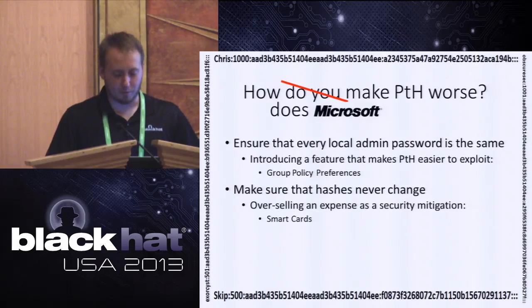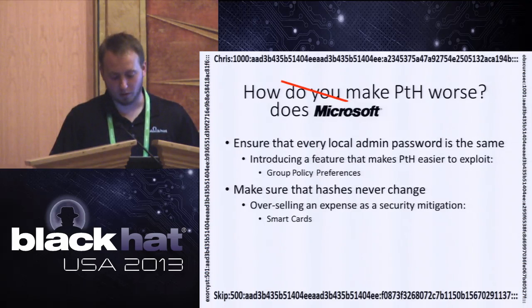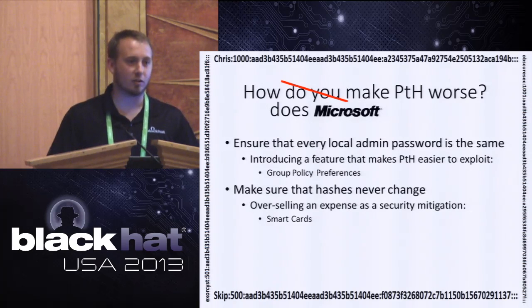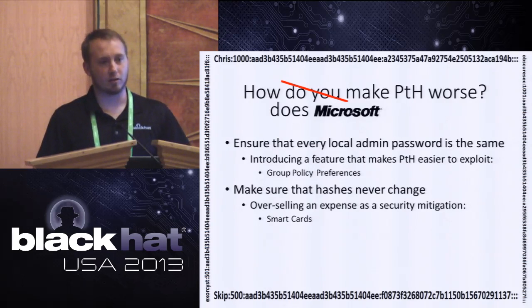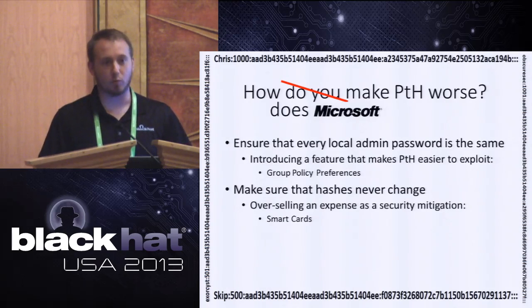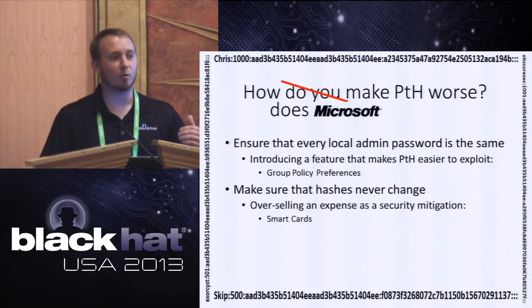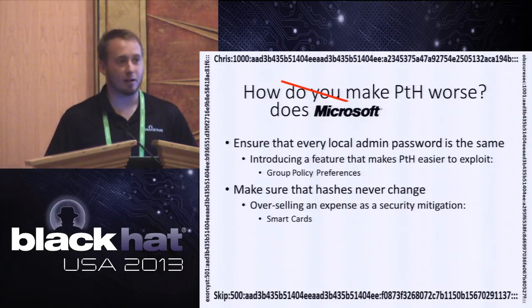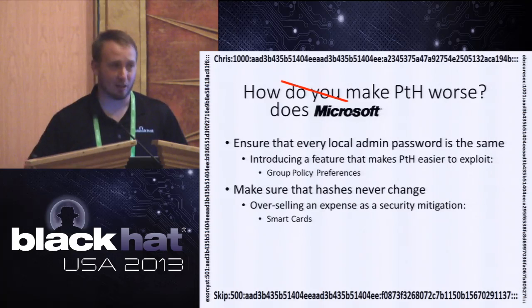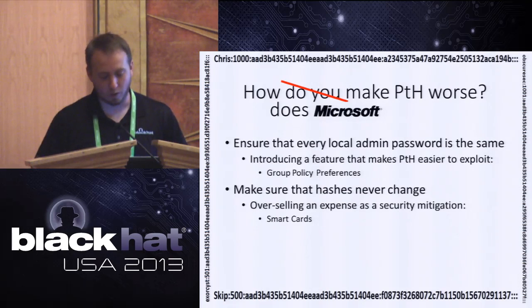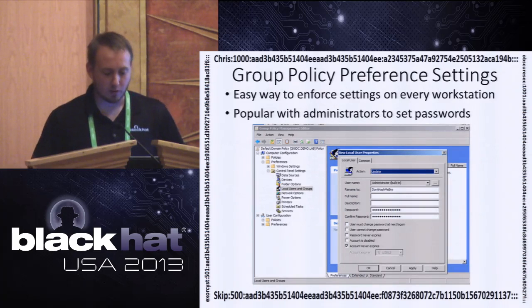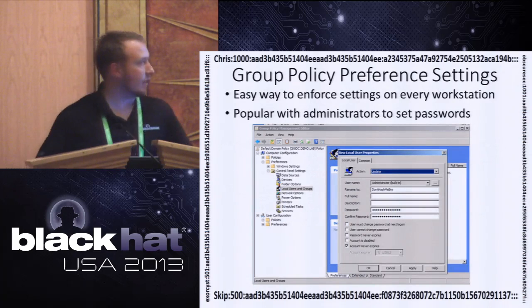Another way that Microsoft made this worse is with smart cards, which I was part of an organization where Microsoft came in, a consultant came in, and tried to sell us on the security benefits of smart cards. And one of the things that they sold us on was that it would help mitigate the pass-the-hash attack. That was a decade ago, and of course, the Microsoft presenters went over the fact that it actually makes it worse. So let's start with group policy preference settings.